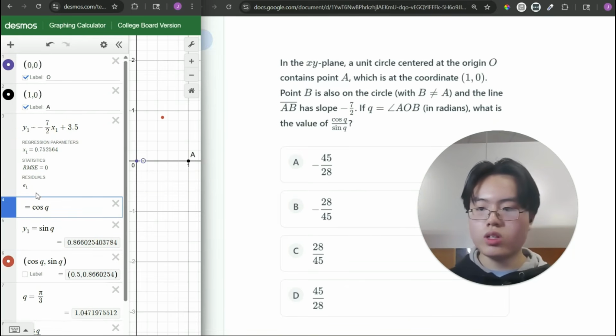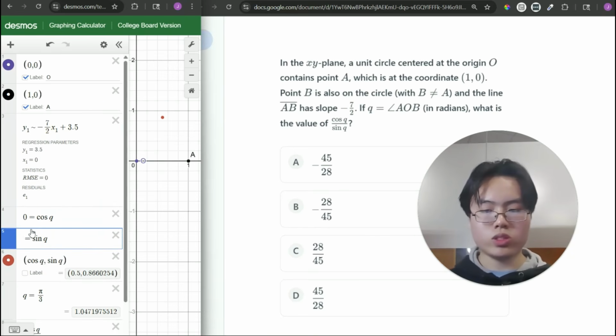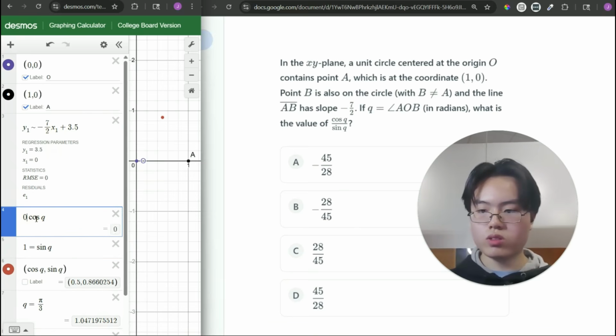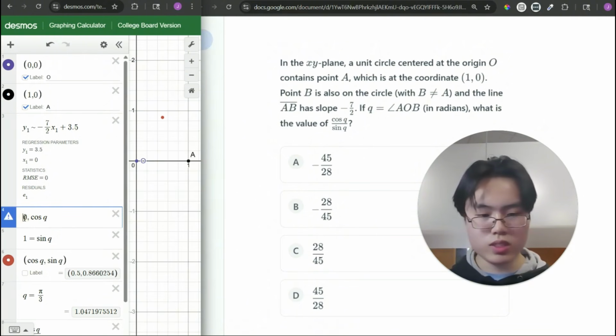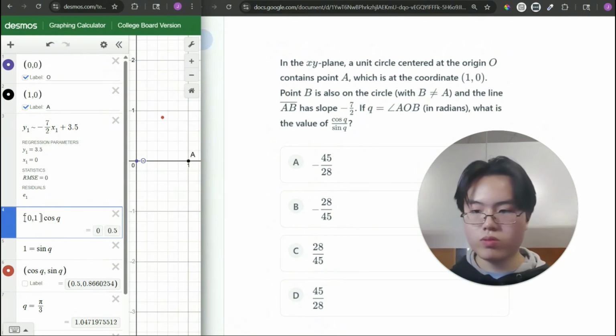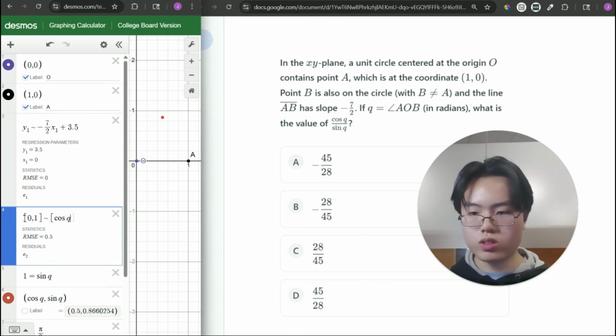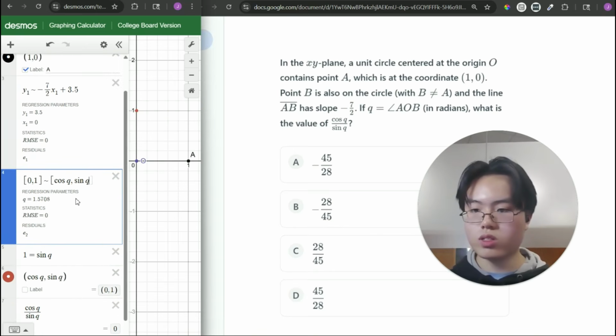Like for example, if we knew that the x coordinate was going to be 0, we knew the y coordinate was going to be 1, it would be able to solve for q for us if we type in a regression for that. Let me do that. So we know this point has to equal cosine and sine of q, right? And it's going to solve for q for us. Let me make sure q isn't defined there. Yeah, there we go.